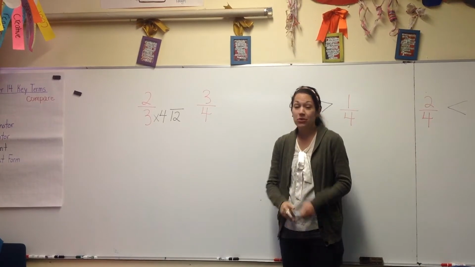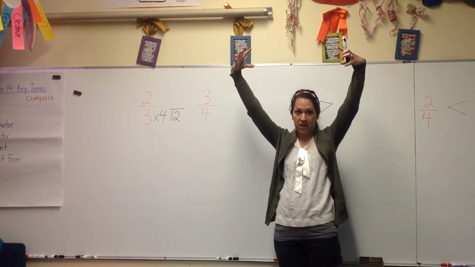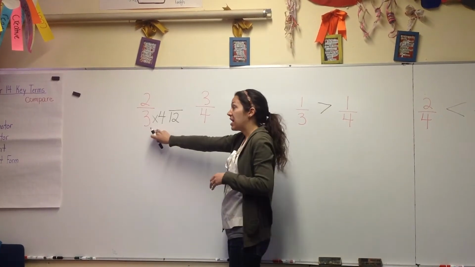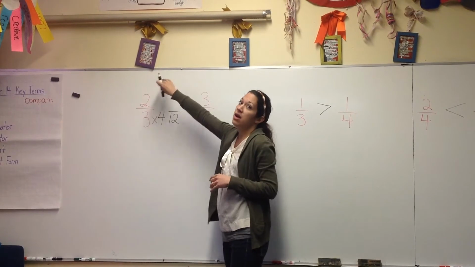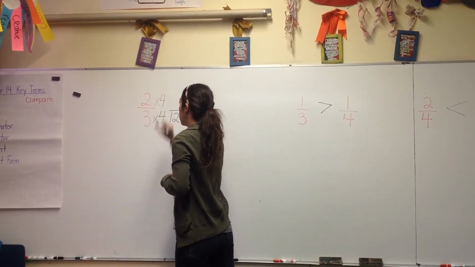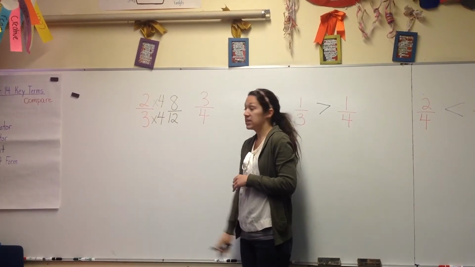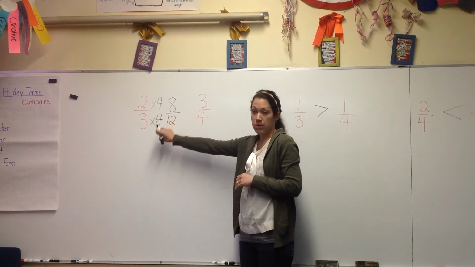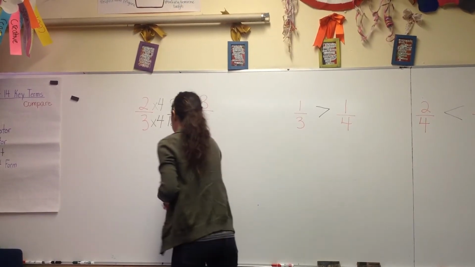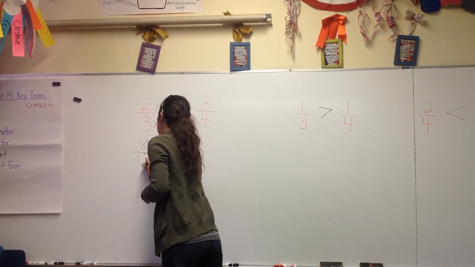Now whatever I do to the bottom of a fraction, I have to do to the top of a fraction. So I just multiplied by 4 on the bottom. I now have to multiply by 4 on the top. So 2 times 4 is 8. So 2/3 is now 8/12. Remember, that's my equivalent fraction. So I'm going to write my new fraction, 8/12, down here.